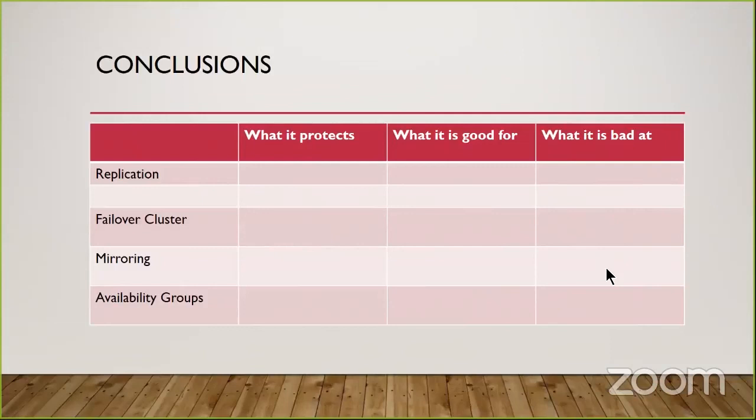Mirroring. It protects your data, and it kind of protects your instance availability, not real well, but it mostly is there to protect your data so you can have a warm standby. If your primary machine, your original machine, goes down, you can be up and running with your mirror pretty quickly. You're going to lose some stuff, but not a lot.